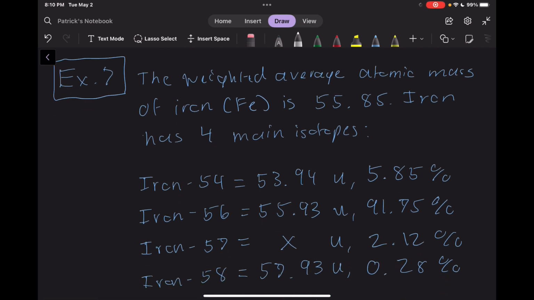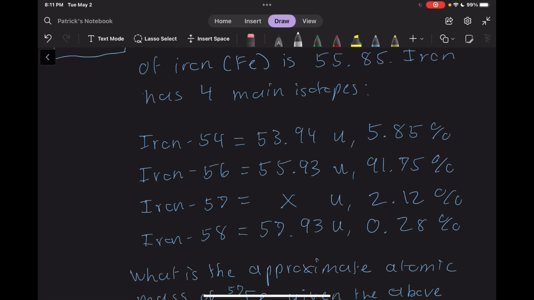Last example problem. Example 7 gives us all these data. The weighted average atomic mass of iron, it says, is 55.85 daltons. Iron has 4 main isotopes. Iron 54 has an atomic mass of 53.94 unified atomic mass units and an abundance of 5.85%. Iron 56 has an atomic mass of 55.93.